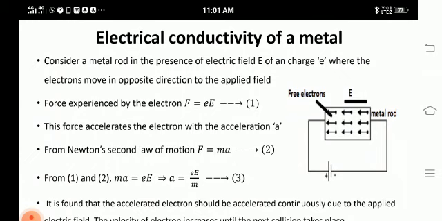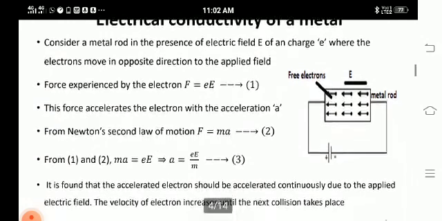This force accelerates the electron with the acceleration a. So, we are applying Newton's second law of motion, that is F is equal to m into a. Here, in equations 1 and 2, the left hand side is equal. In both equations, the left hand side is force only. So, we can equate equations 1 and 2. So, we are getting acceleration, that is small a is equal to eE divided by m.